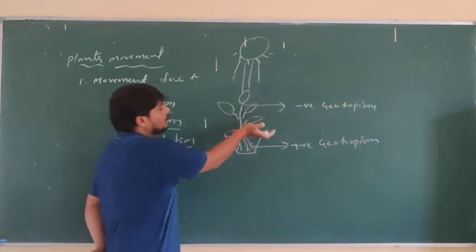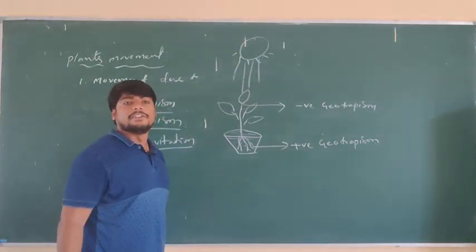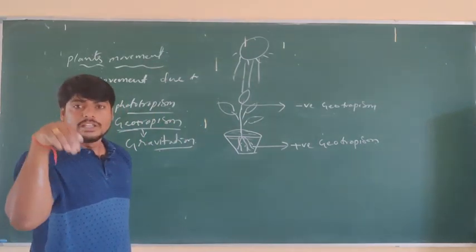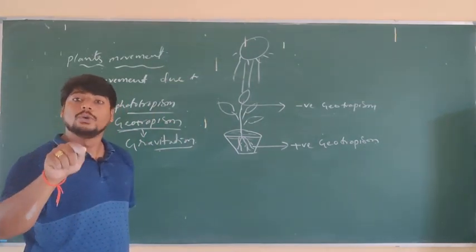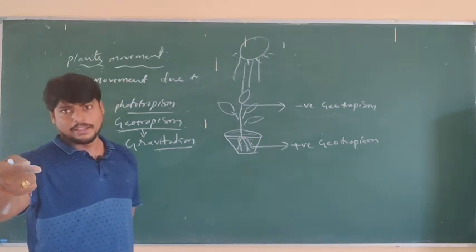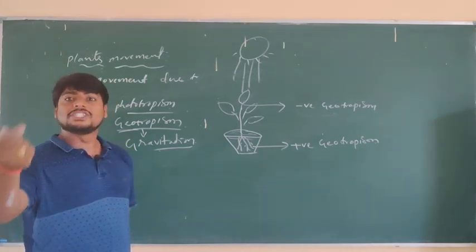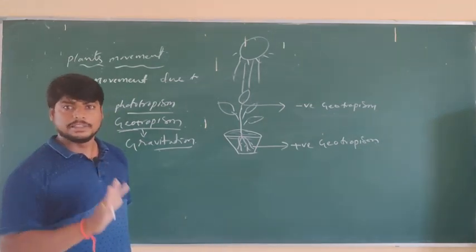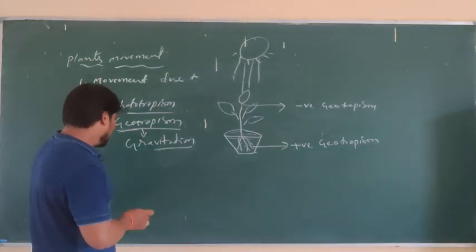Why? Because it is growing away from the gravitational force. So the shoot is negative in geotropism, positive in phototropism, and the root is positive in geotropism, negative in phototropism. That is another important point.